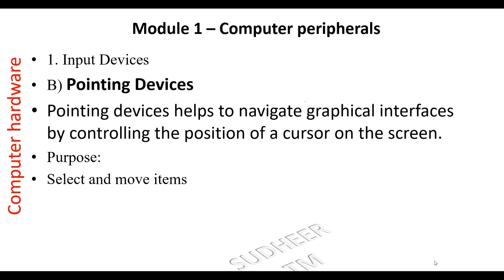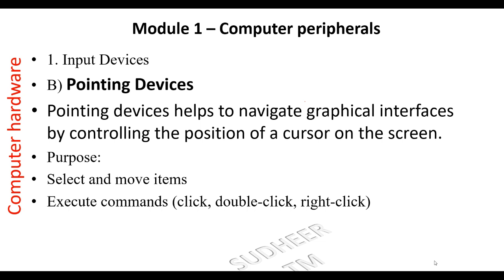The purposes of the mouse are to select and move items. I can select a particular item. Say, for example, I need to move everything from my desktop into some folders. I can do it with my mouse. Execute commands: click, double click, and right click. Those are simple commands we can execute. Instead of going to the keyboard and pressing enter, you can double click to open that application. Selecting the application and pressing enter works the same. Without the keyboard, you can make the execution happen from your mouse by double clicking it.